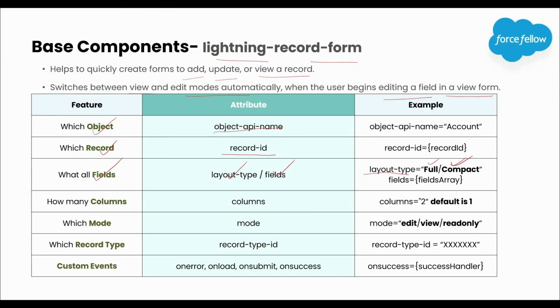Okay. So layout type full means it will show page layout fields, and compact means it will show compact layout fields. And all these fields can be configured by the system administrator dynamically. I mean, the system administrator can define fields inside the page layout or in the compact layout. And if we use the layout type attribute with our record form, then those fields will automatically populate in our form. Okay. But now let's say you don't want to show all the fields which are available on the compact layout or on the page layout.